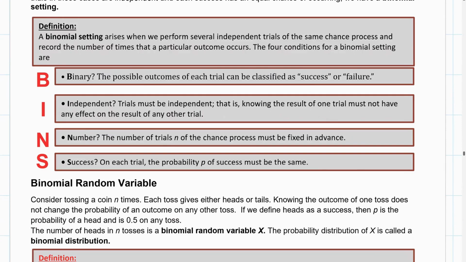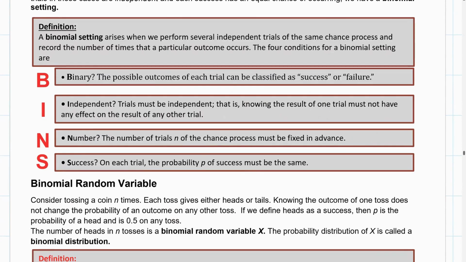The binomial setting has to meet these four criteria. For every single trial that we have, it's a series of trials, there's only two possible outcomes, which we will generally classify as success or failure. Each trial needs to be independent, meaning that earlier trials have no effect on future trials. There is a set number of trials, and then the probability of success on each trial is the same.